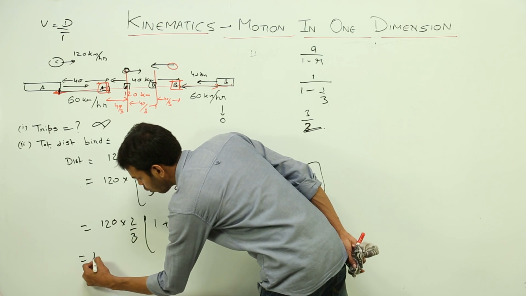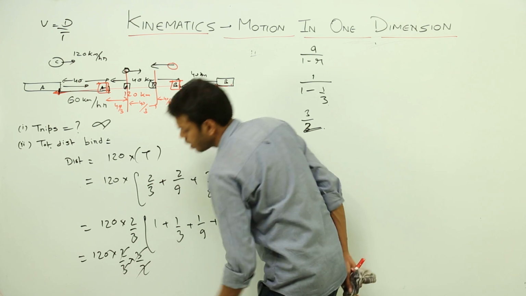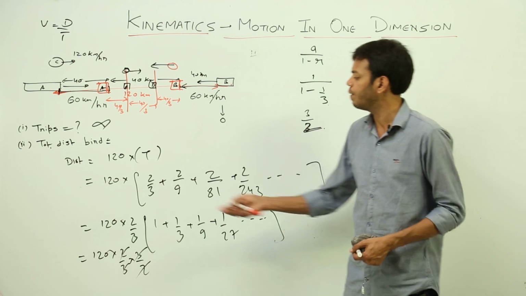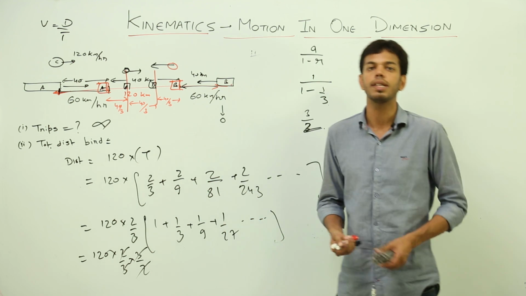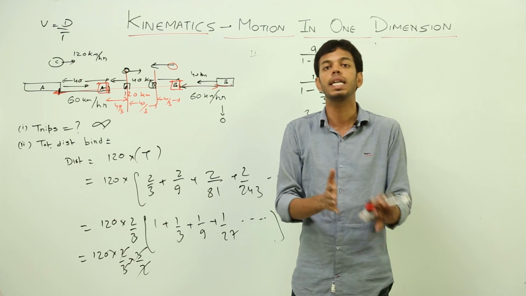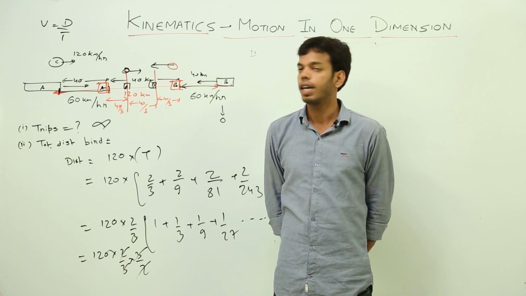So this 3 upon 2 is basically the whole thing. So you are left with 120 into 2 upon 3 into 3 upon 2. This goes, and you are left with 120 only. So both ways you will get the same answer, whether you use the geometrical progression method or the simpler method that the speed of bird was 120, it has to fly for only 1 hour, so ultimately it has to cover the distance of 120 km only, right? So this concludes our relative velocity.